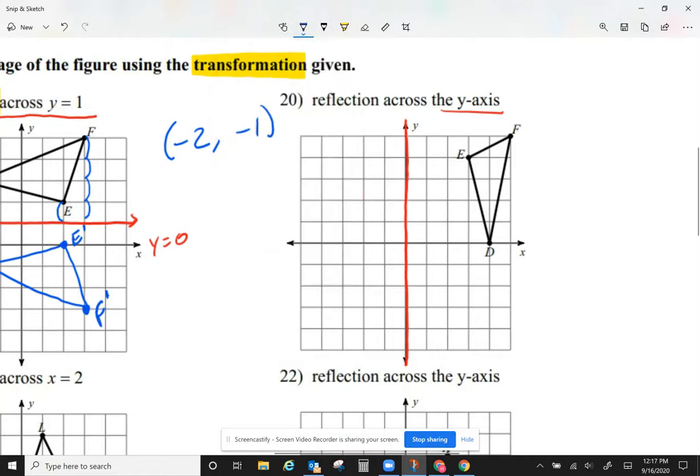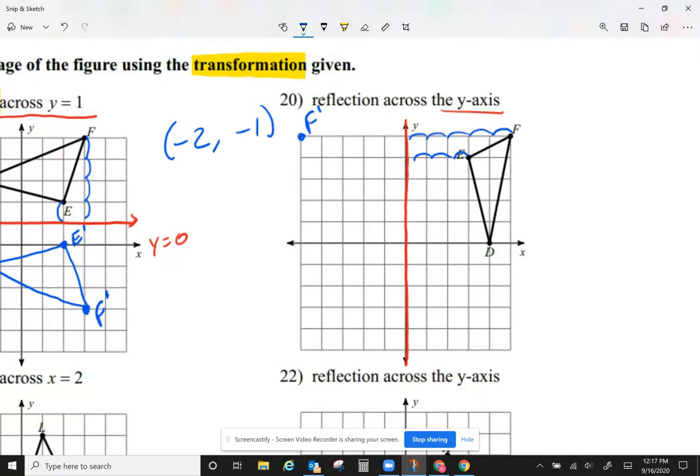Count spaces. If I follow the point F, I see there's 1, 2, 3, 4, 5 spaces toward the mirror line. So let me count 5 spaces on the other side, and that's going to give me the point F prime. If I follow the point E, there's 1, 2, 3 spaces.